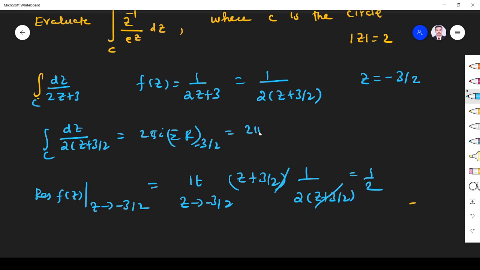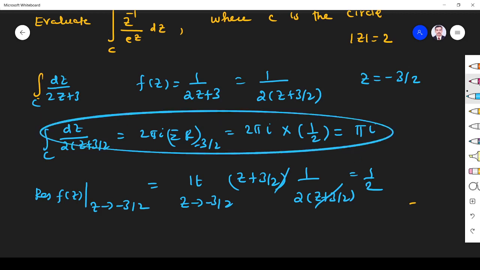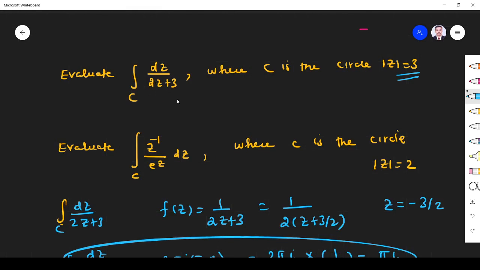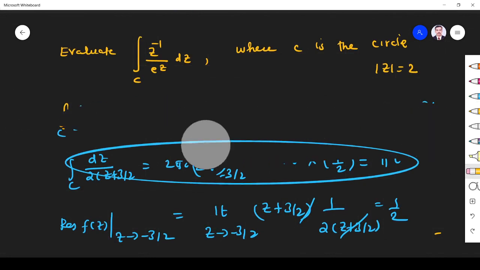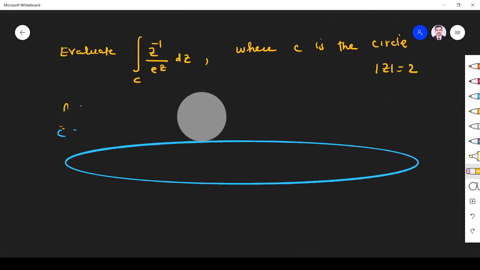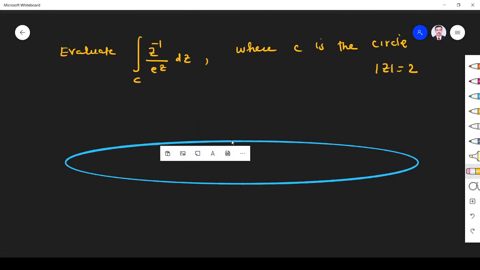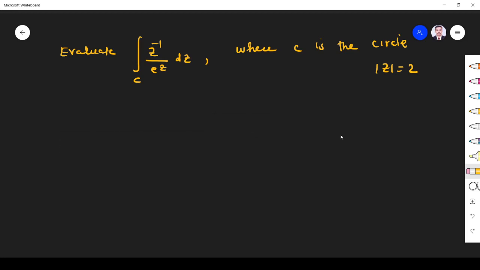So what is the formula? The answer is 2 pi i into, only one residue I have, so the answer is pi i, right? So this is the answer. Fine. So the answer is pi i. So the evaluation is pi i. Next, the fourth question. Again, I'm running short of space. So I write this. So let us see this. Right. Okay. So what about this?